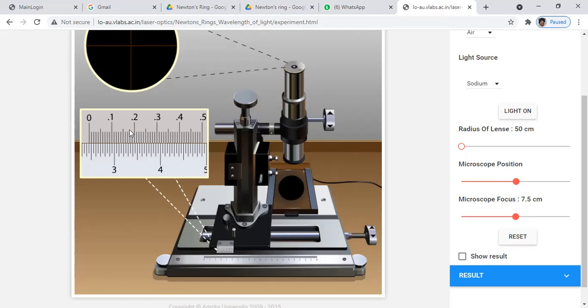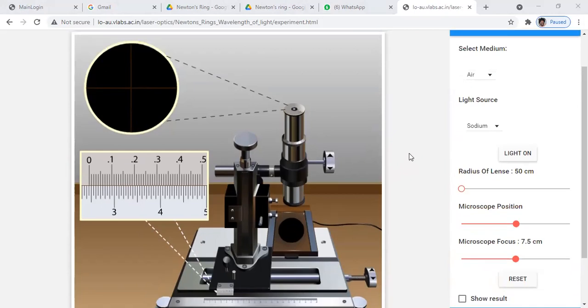Hello. Is it visible or not? Yes, sir, it is visible. Okay. So I will do one thing. I'll explain first, later I'll share the link. At that time, you just calculate the least count and do the experiment.